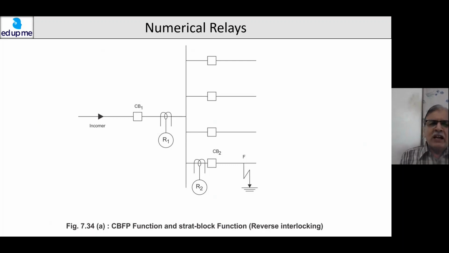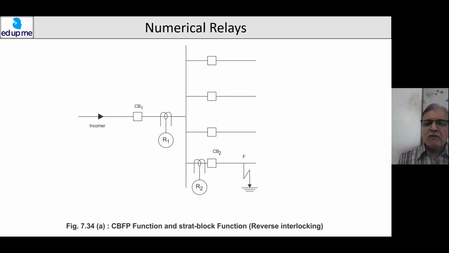Say there is a fault at F. I have got an incomer and 4 outgoing feeders. On the incomer I have got a relay R1. On the outgoing feeder I have got a relay R2. Now if there is a fault at F, that fault is going to be cleared after say 0.1 second, that is 100 millisecond.